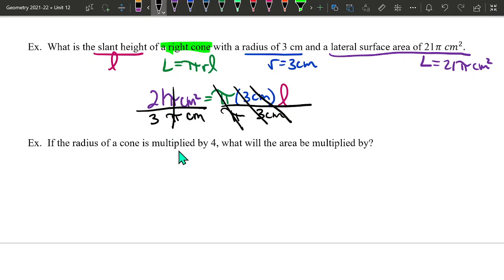So the pi's cancel. I have 2 sets of centimeters on top, and I have 1 set of centimeters on bottom, so I can cancel the one on the bottom and cancel one of them on the top. And then I have this 21 over 3. Well, I can't just cross it off, but 21 divided by 3 is 7. So I can call this 7, and then I had 1 set of centimeters left. And that equals the slant height.